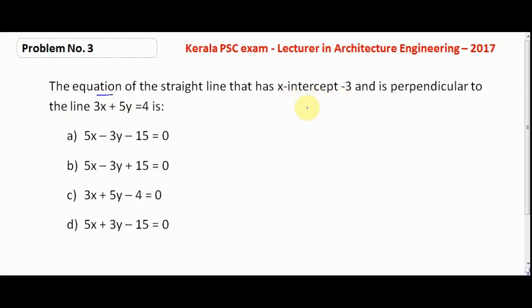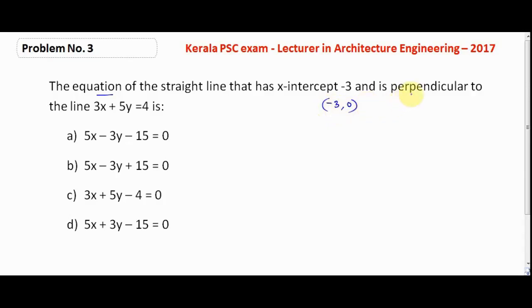So we are given the x-intercept. It means that we can calculate one point on the line. One point on the line will be minus 3 comma 0. The line will be passing through this point on the x-axis, minus 3 comma 0, because the x-intercept value is minus 3. Since it is a point on the x-axis, the y coordinate will be 0. So the line will be passing through the point minus 3, 0.